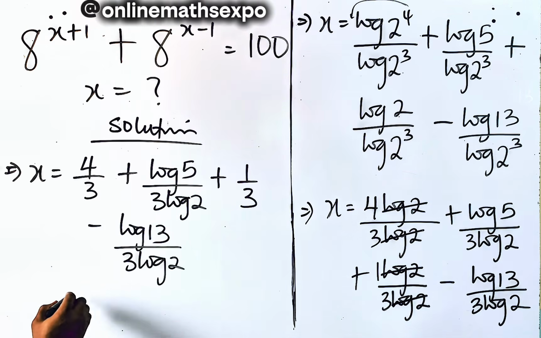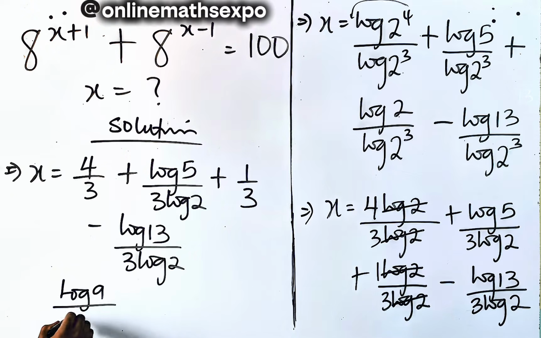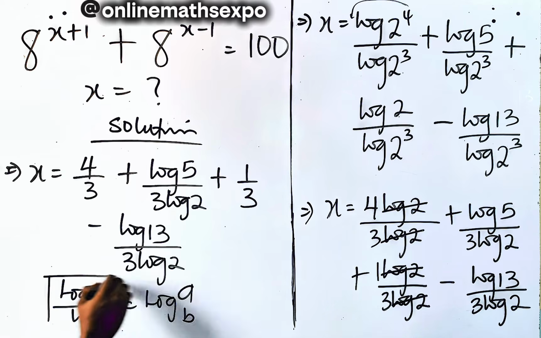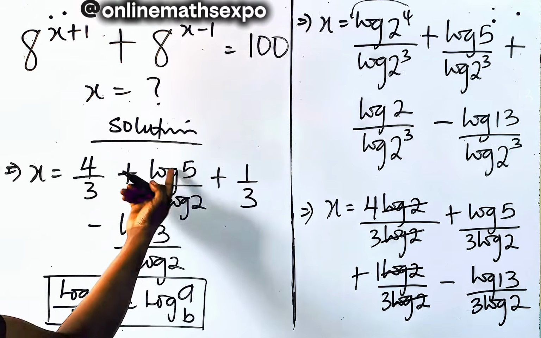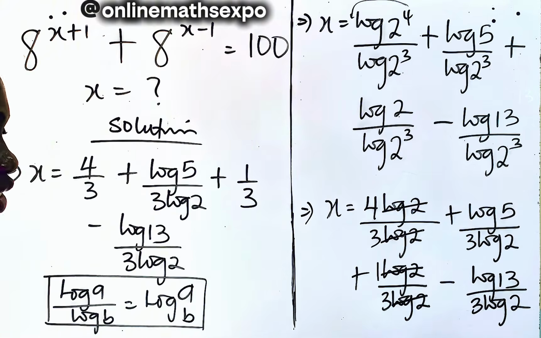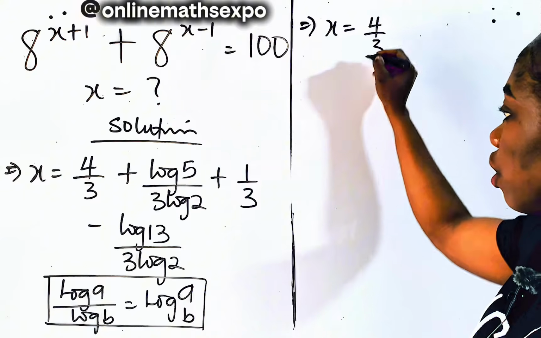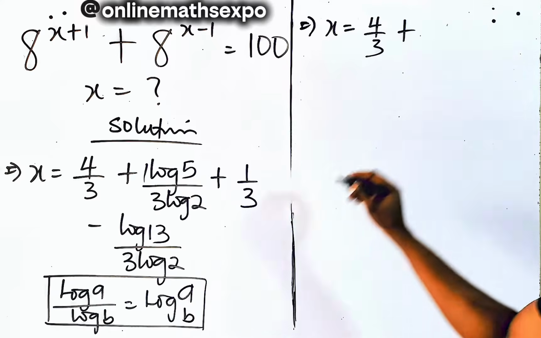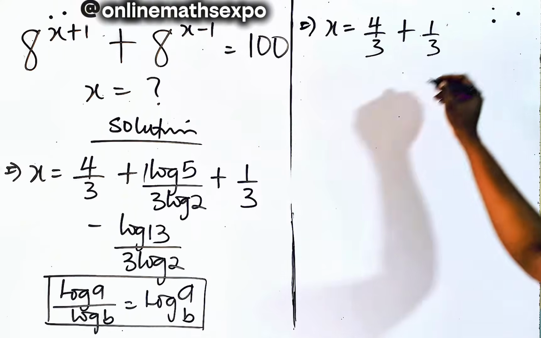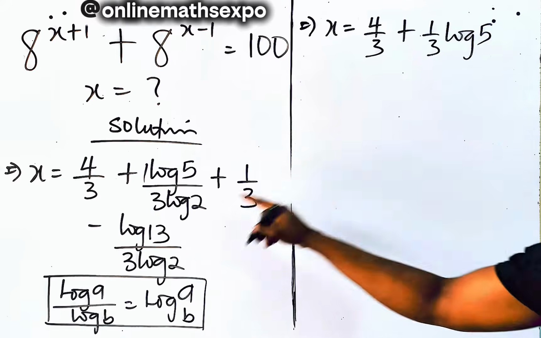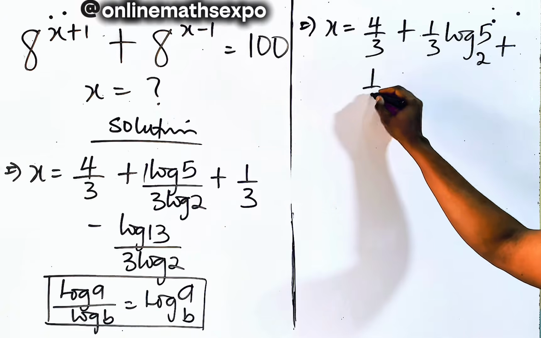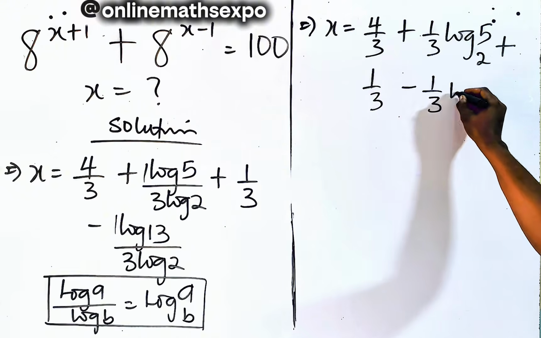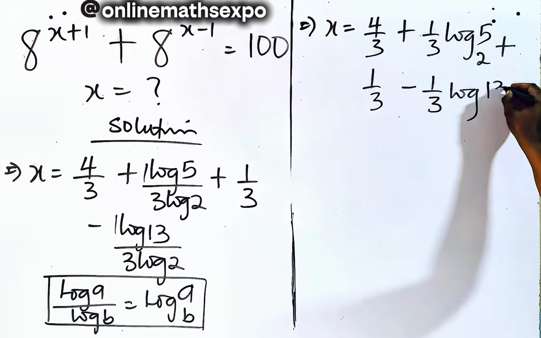Now quickly remember, for every log of A divided by log of B is always log of A base B. So let's apply this change of base rule on this to help us to simplify. To do that, we have x is equal to 4 on 3. Now we have plus, apply this here. Remember the quotient here is 1. So it's giving us 1/3 of log of 5 base 2 plus 1/3, then minus, apply this here. This is 1. So we have 1/3 of log of 13 base 2.